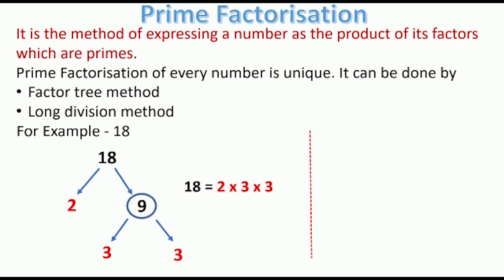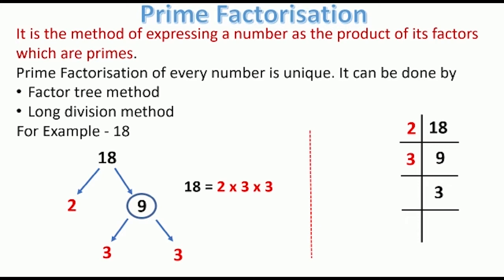Okay, now see the long division method, children, how to find the prime factorization by the long division method. See right here, 18. Then how will you divide this 18? You can divide this 18 by 2. Divided by 2 you will get 9. Then this 9 can be divided by 3. So write here 3. Then when you divide this 9 by 3 you will get 3. So write here also 3.